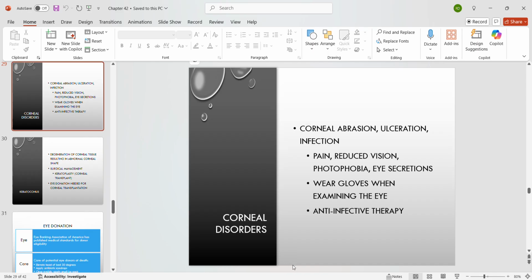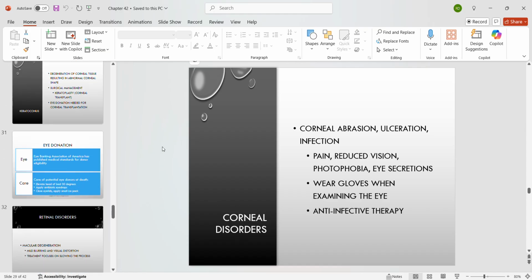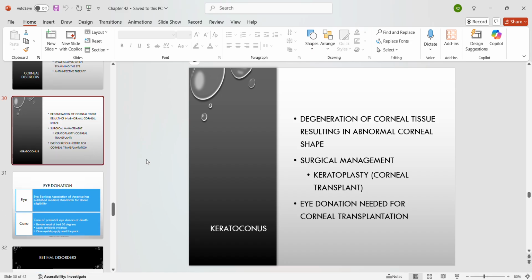Now, the key points. Prompt treatment of a corneal abrasion is vital to prevent infection and ulcer formation. Corneal ulcers are a serious condition that can lead to vision loss if not treated promptly, and contact lens wearers are at increased risk for both corneal abrasions and ulcers, especially if they sleep in their lenses. Okay? All right. It says degeneration of the corneal tissue can occur with trauma or be inherited.